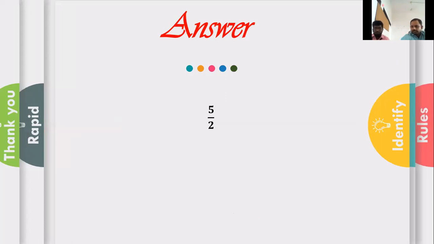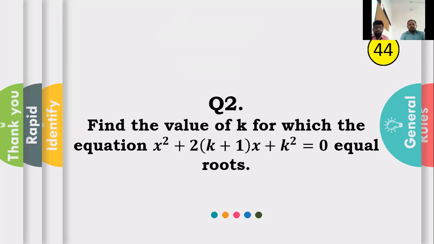Okay. Your next question is find the value of k for which the equation x square plus 2(k plus 1)x plus k square equals 0 has equal roots. You are supposed to find the value of k for equal roots. Do it fast. Red house.